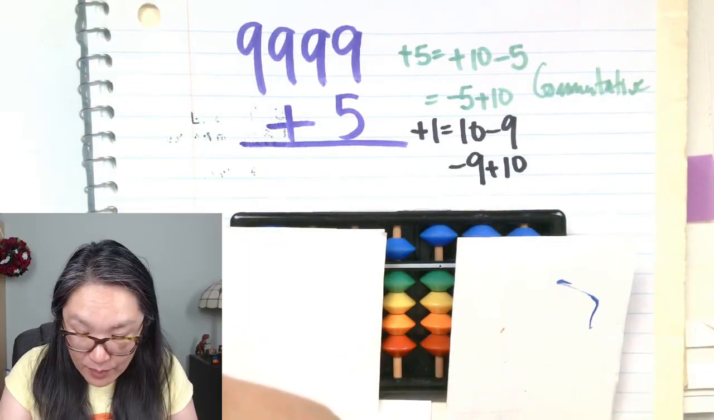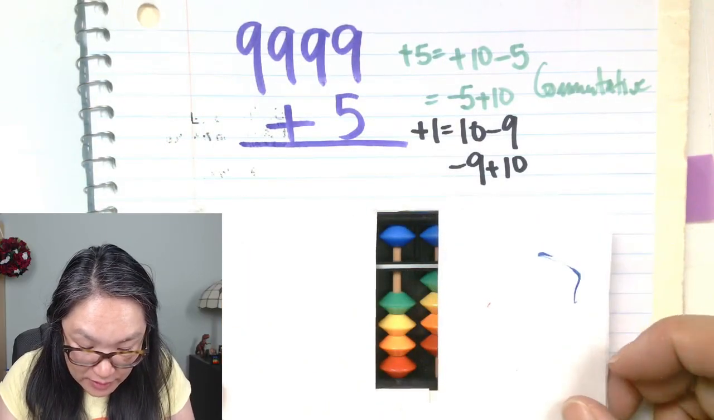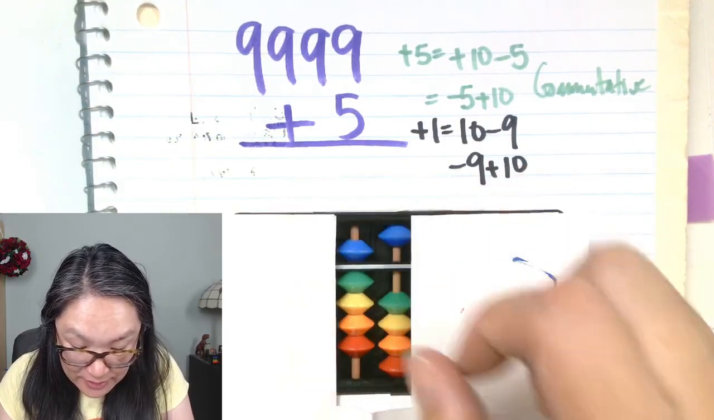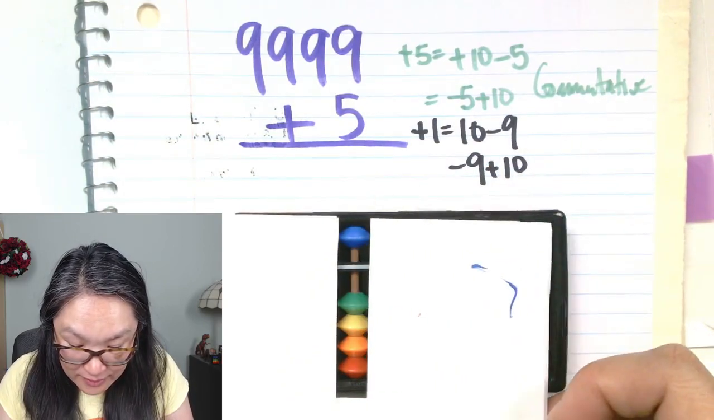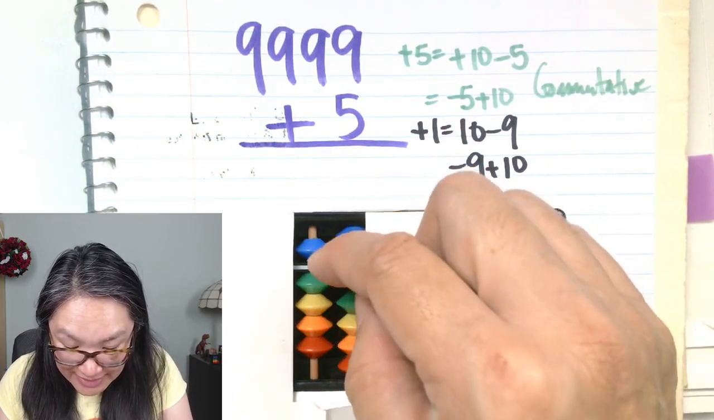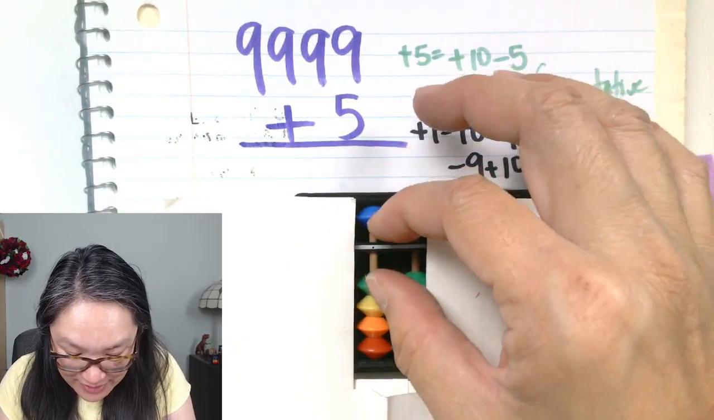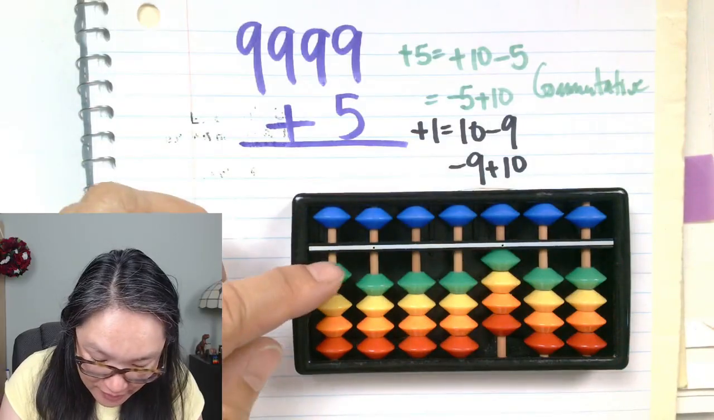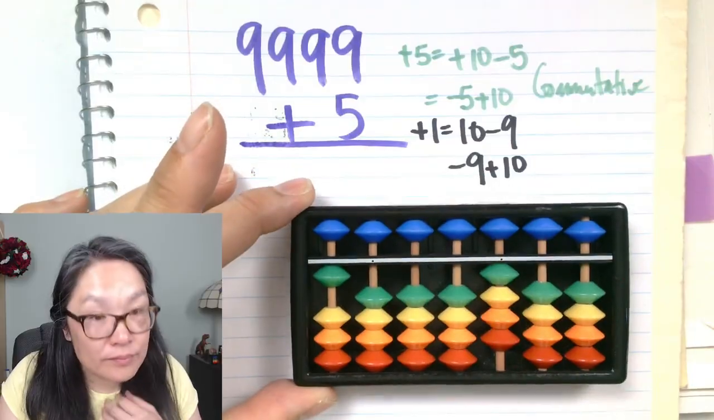So what's going to happen is, I'm going to minus the 9 first, and then plus the 10. I can't. Well, then do it again. Minus the 9 plus the 10. I can't. Do it again. So I'm going to minus the 9 and then plus the 10. I can do it here. So my final answer is 10,004.